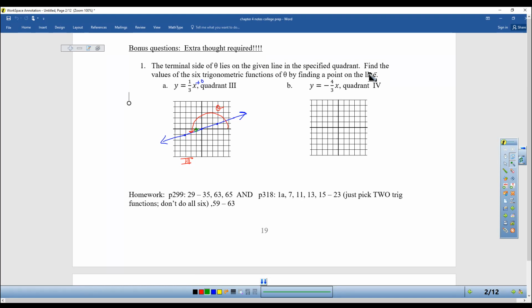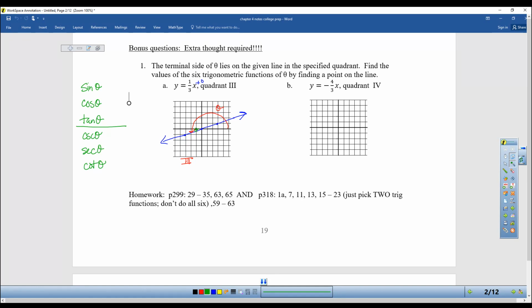What do they ask you to do? Find the values of the 6 trig functions. So I know I'm going to need sine of theta, cosine of theta, tangent of theta, and then I kind of think of it as a break because then when I do cosecant of theta, I can just flip sine. Secant of theta and cotangent of theta. So once you've done 3, the other 3 are easy.